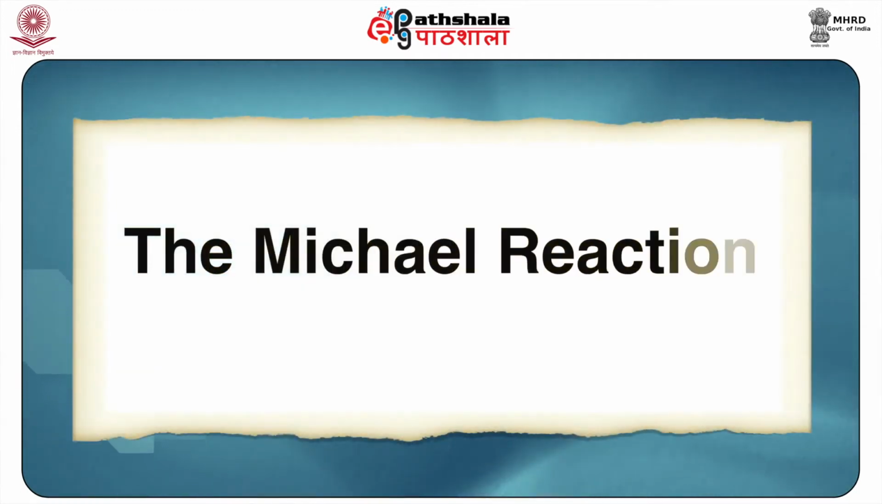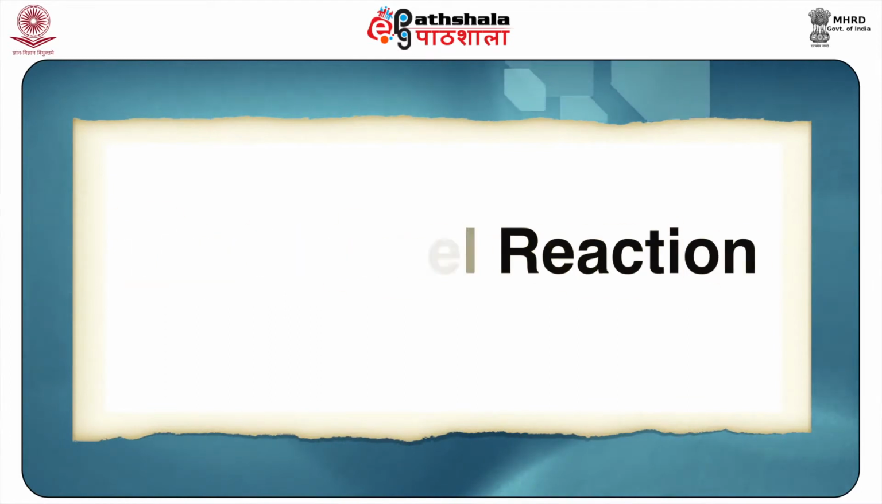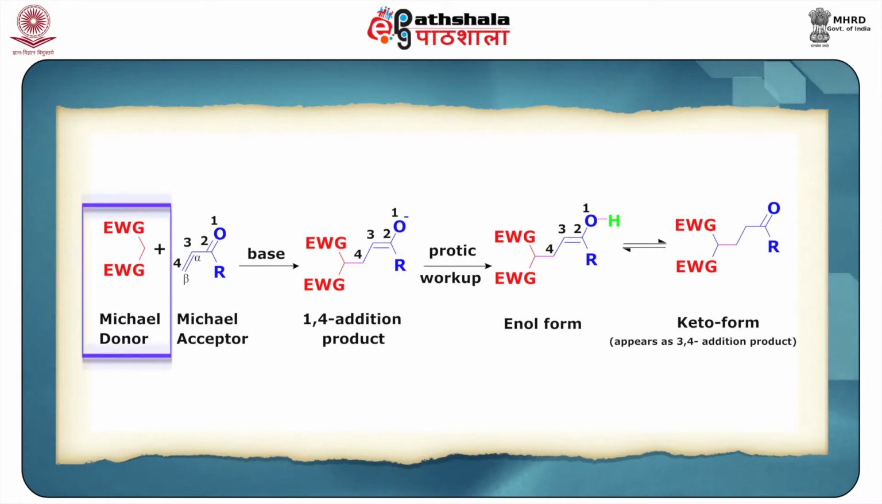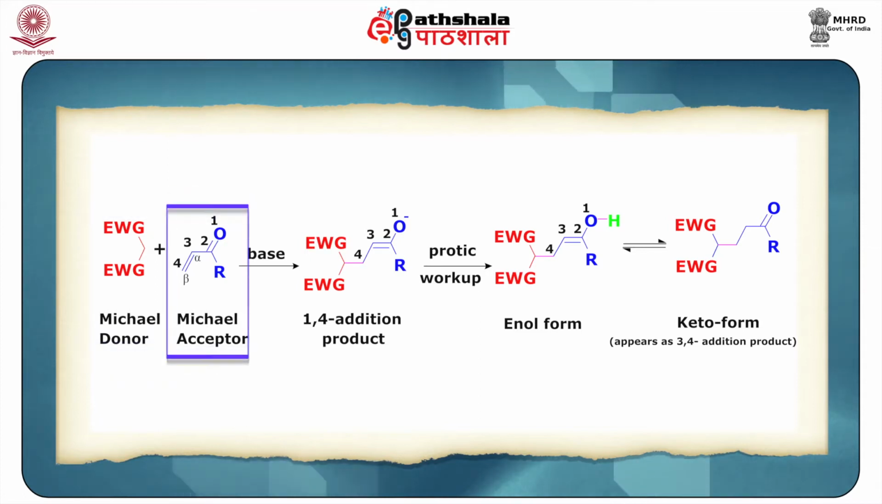So, dear students, let us begin with the Michael reaction. If we try to know what the Michael reaction is, it can be understood as a base catalyzed 1,4 conjugate addition of an activated methylene, which is termed the Michael donor, with a conjugated olefin, which is known as the Michael acceptor, as you can see in this equation.